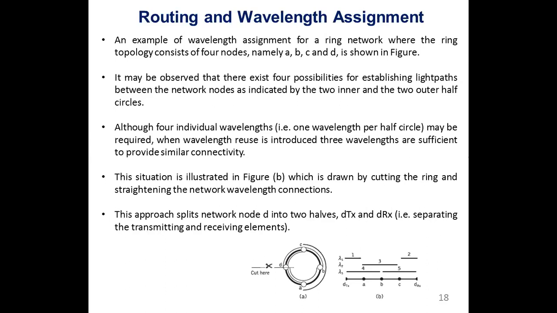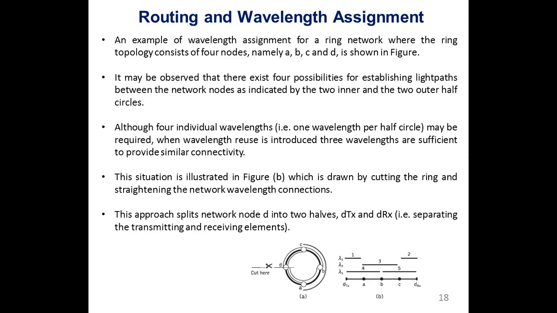So this is an example of wavelength assignment for a ring network. And this ring network consists of 4 nodes. We have A, B, C, D, and you can see that there exist 4 possibilities for establishing light paths between the network nodes, and these can be either using the two inner and two outer half circles. So in diagram B, these circles have been elongated as lines to view this better.